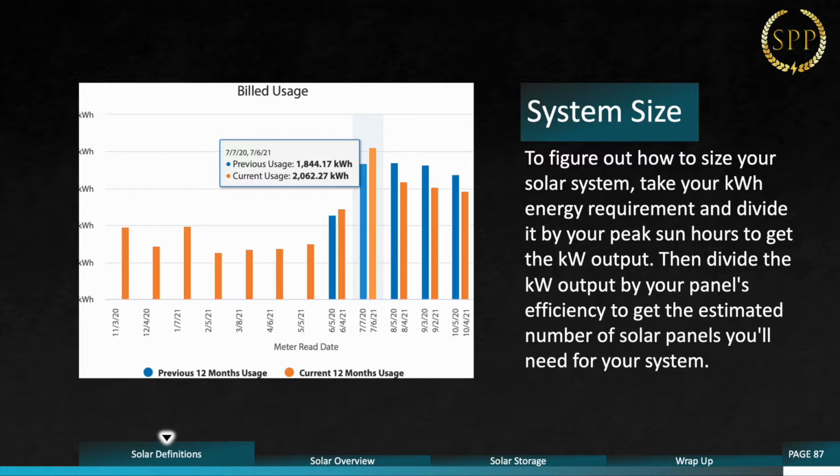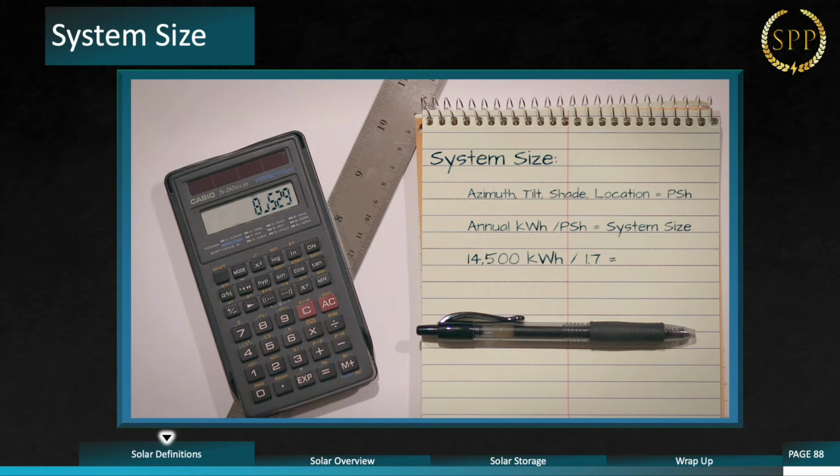When we get the system, first we need the annual kilowatt hour requirement. So if we take a look at this graph off to the left, this is 12 months of a customer's usage. We need to look at a couple of factors, including when they're using the most power and what their peak demand is going to be, so we can properly size the system. First, we get the azimuth, the tilt, the shade, the location. This will get the peak sunlight hours or the yield. Annual kilowatt hours divided by the peak sunlight hours equals the system size.